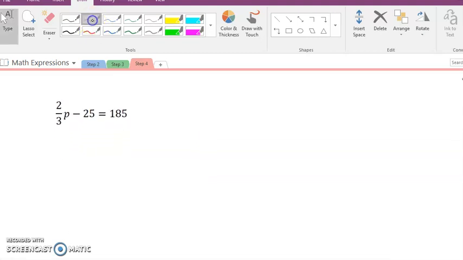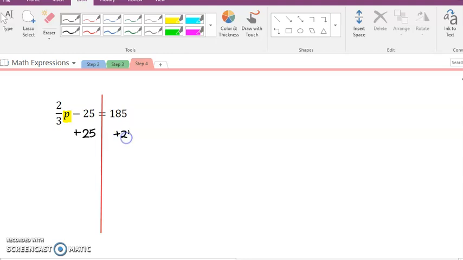All right, here's our final example today, as we solve these multi-step equations. I'm trying to isolate the p. I'm trying to get p all by itself. P is practically touching 2/3. So we're going to get rid of the -25 first. They're not as close. We're going to add 25 to both sides.